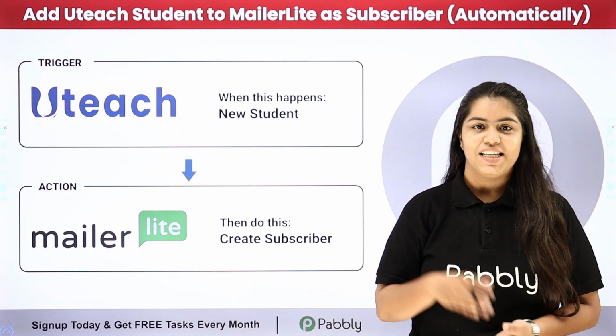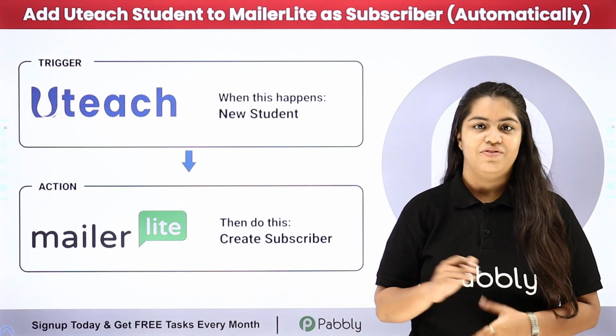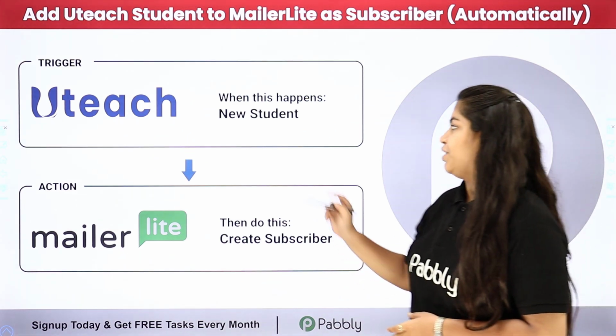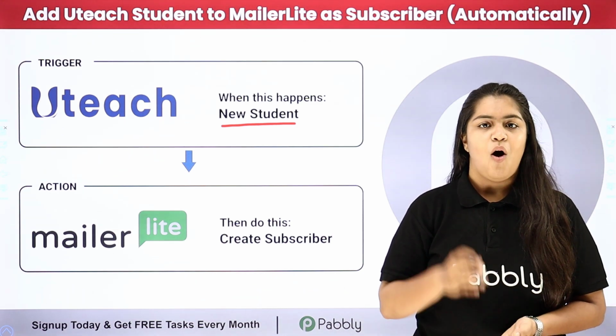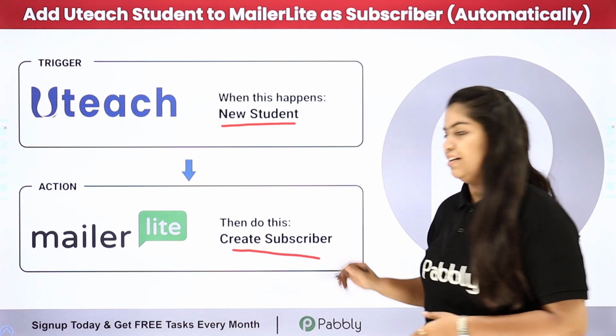So to do this, I've created a registration page on my Uteach account, and now I wish that as soon as someone signs up for that registration page, automatically a student should be created in my Uteach account, and as soon as a new student is created in my Uteach account, automatically with the help of same details a new subscriber should be created in my MailerLite too.